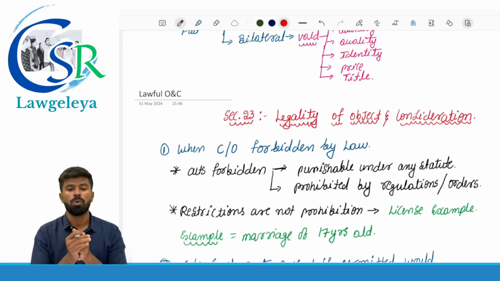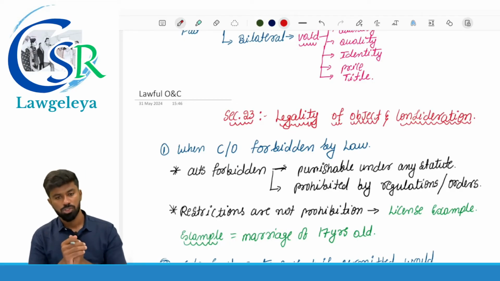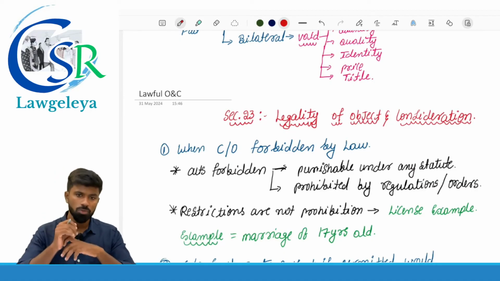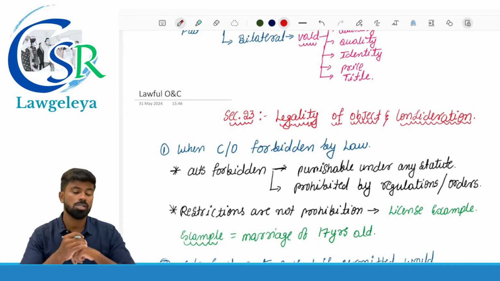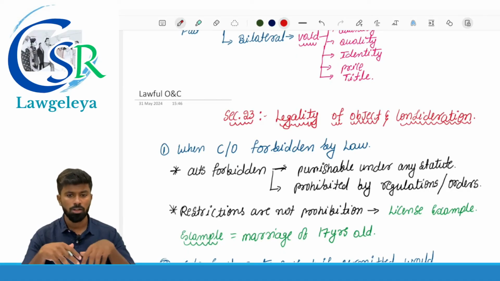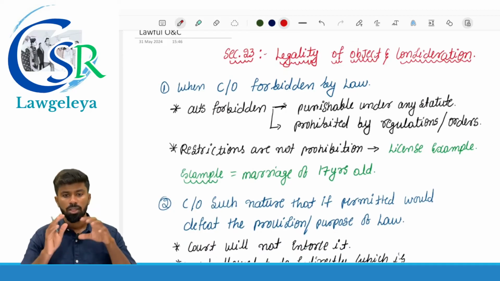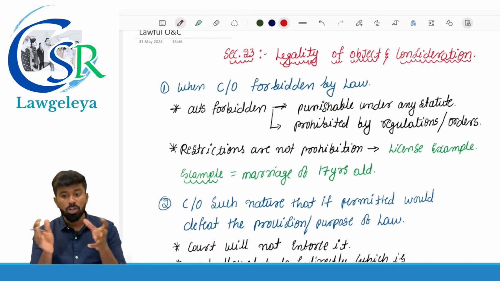Section number 23 provides the lawful object and consideration. So, to be a valid contract, the object must be what? Lawful. If it is unlawful, the agreement is void. There are a few cases where the object is considered as unlawful. Because the object is unlawful, the agreement is void. What are the cases? The first one, if the consideration or object is forbidden by law or prohibited by law.